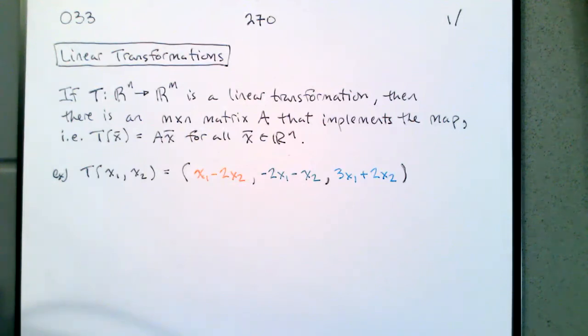A linear transformation is a transformation that respects vector addition and scalar multiplication. That means if we have a linear combination in the domain, the image of a linear combination in the domain is that same linear combination of the images in the codomain. And so T of x plus y is equal to T of x plus T of y. T of 5 times x is 5 times T of x. That's the linear transformation respecting scalar multiplication and vector addition.